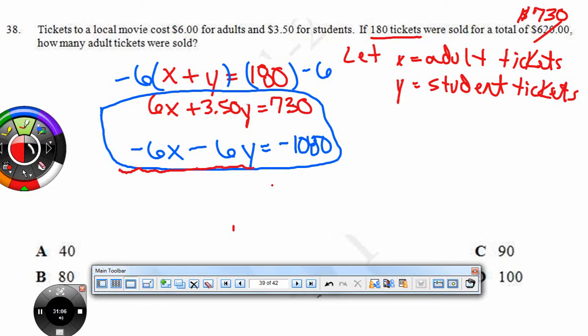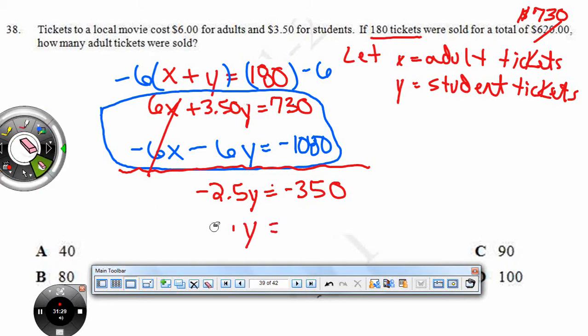So the x's would cancel out, and this would give -2.5y, and these add together, that would be -350, and then divide by -2.5. So that comes out to be 140, and that would be 140 student tickets.